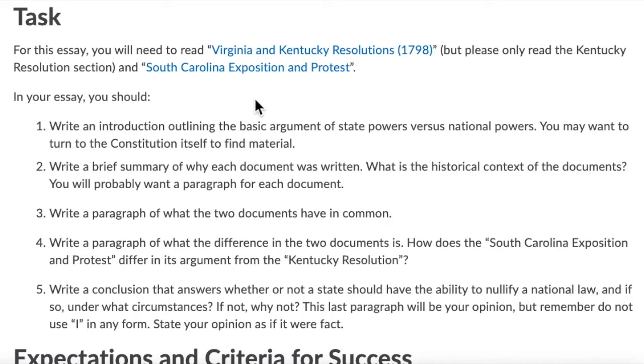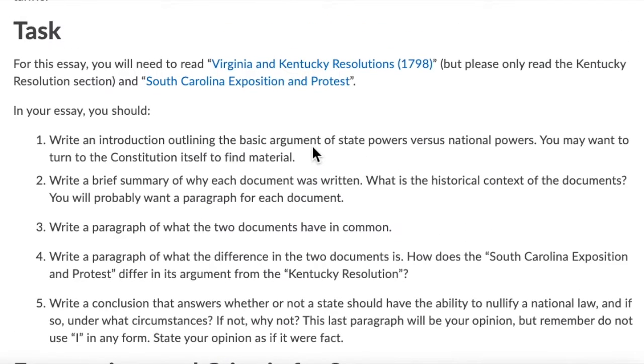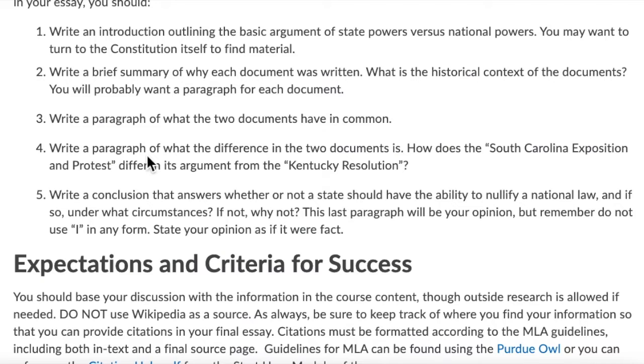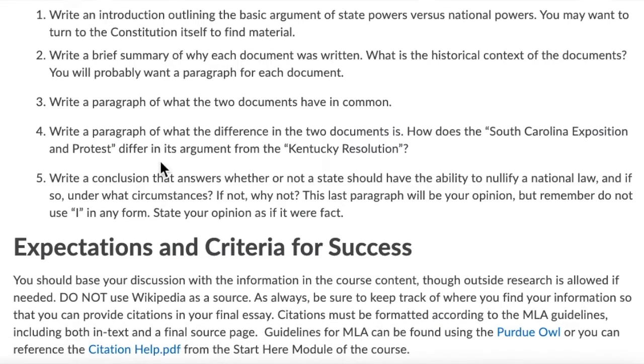This essay assignment is being provided to you in Unit 6, which is when the South Carolina Exposition and Protest was written. We've already covered the unit that surrounds this one, the Virginia and Kentucky Resolutions. So you need to show that you're aware of what you learned from a prior unit, in this case, and from Unit 6, in this case. That will tell you what are the differences as well as the similarities between the two documents.